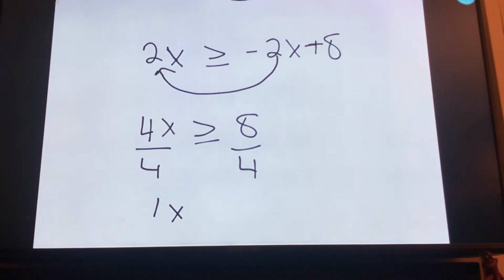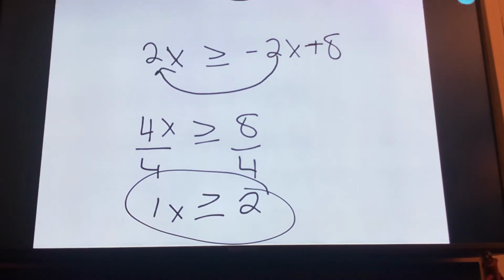So this is the first time we divide a positive by a positive. There's a misprint in your book, so don't mind that. So 1x is greater than 2. Your book says 4, so don't pay attention to that. So that's perfectly fine.